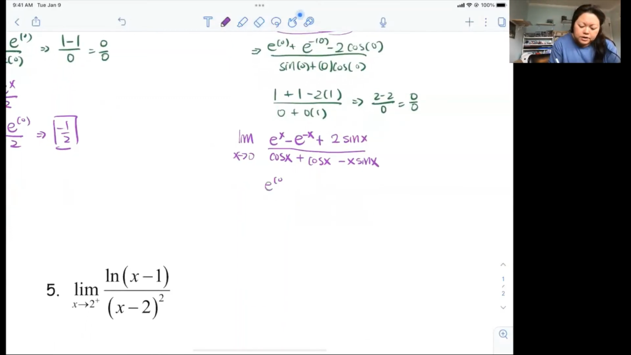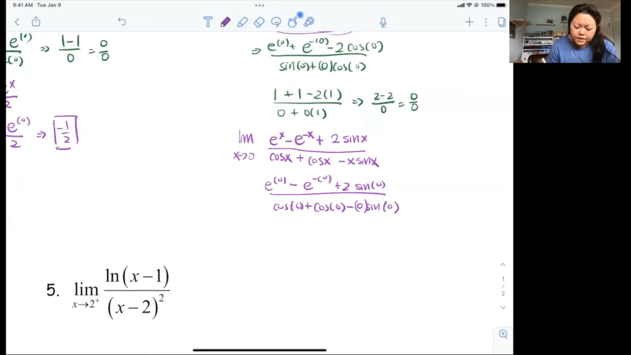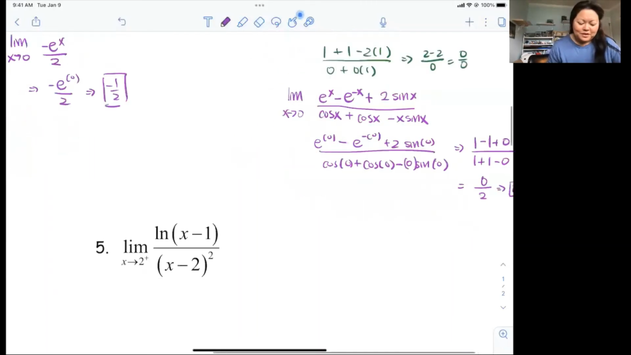We get e to the 0 minus e to the negative 0 plus 2 sine of 0 cosine of 0 plus cosine of 0 minus 0 sine of 0. Okay, that gives me 1 minus 1 plus 0, and I get 1 plus 1 minus 0. So that will give me 1 minus 1 plus 0 is 0, all over 1 plus 1, 2. So I get a limit of 0. Okay, so that still works, even though it's a limit of 0.